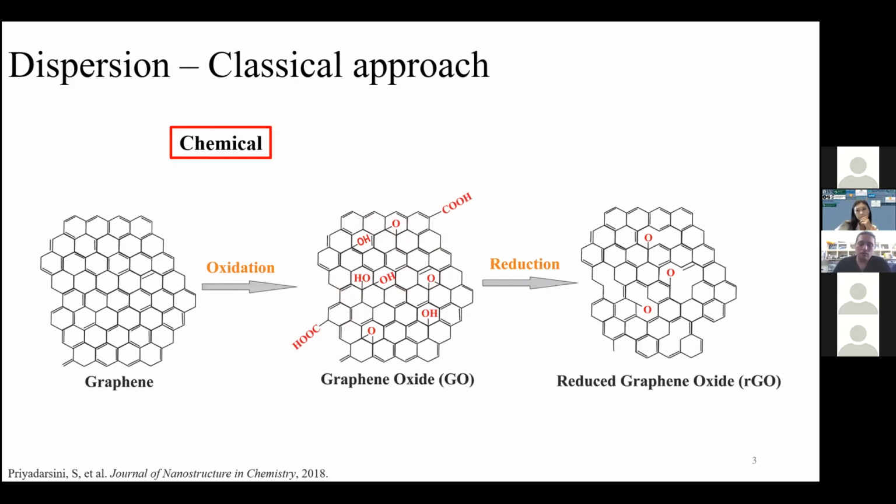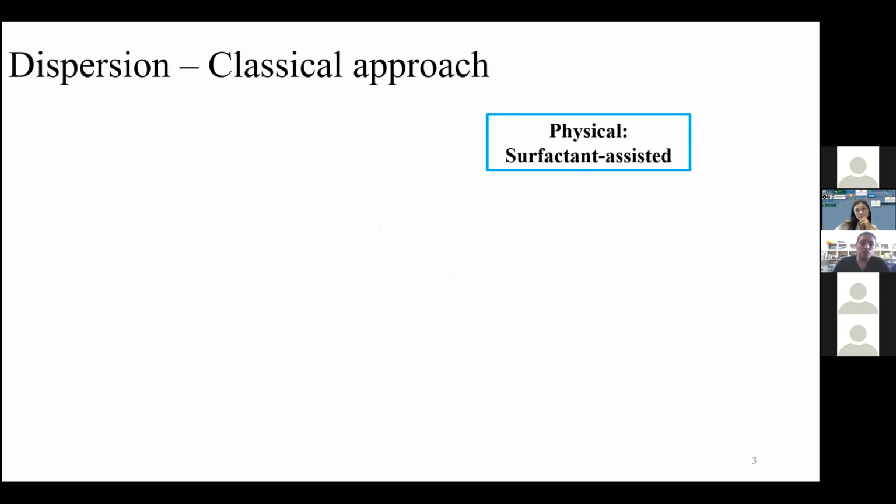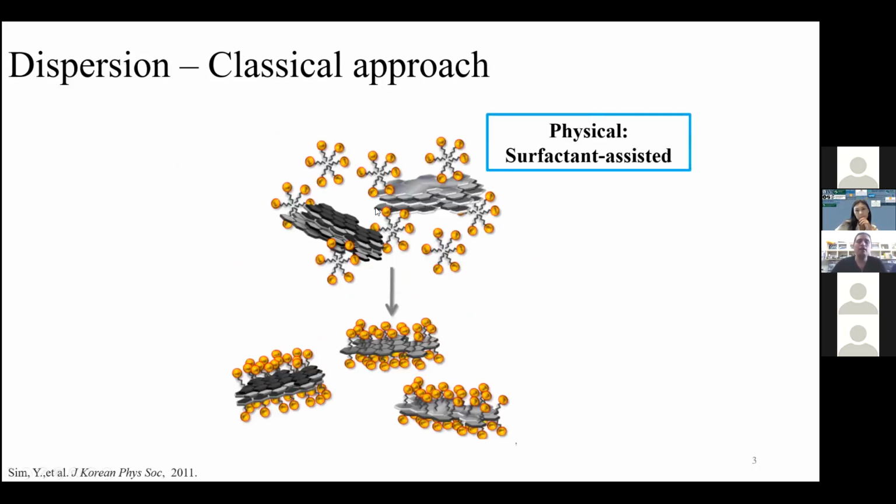The other very famous method is by using surfactants. Here we have surfactants which have a hydrophilic and a hydrophobic part. The hydrophobic part adheres to the surface of the graphene, while the hydrophilic part is towards the water. It stabilizes the graphene within the dispersion and also prevents reaggregation due to Van der Waals forces, through the steric hindrance between these groups.